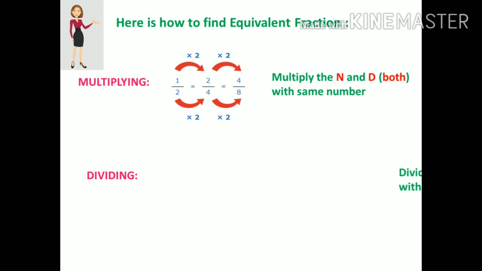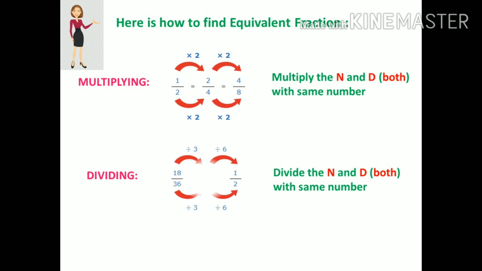By dividing. Divide the numerator and denominator both with the same number to get the equivalent fractions. As in this figure, we are dividing the numerator and denominator first by 3 and then by 6 to get the equivalent fractions.